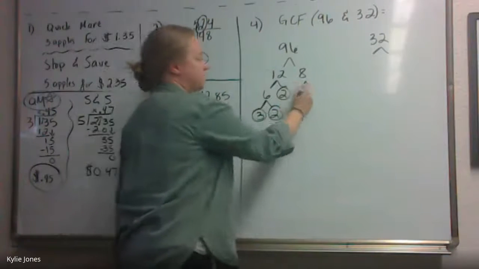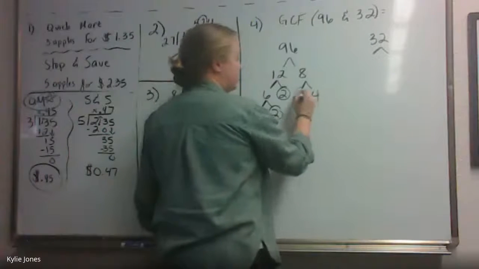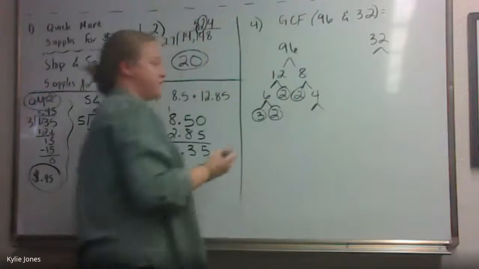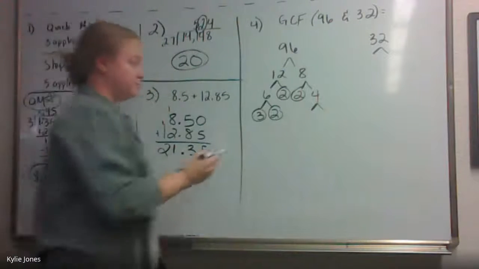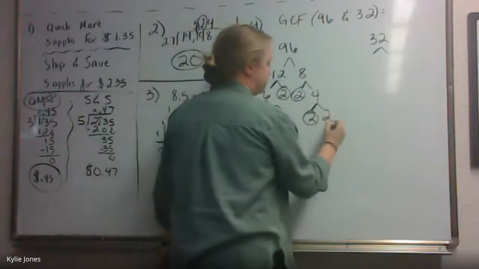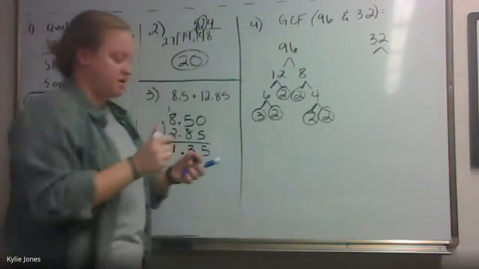What about 8? What numbers go into 8? 4 and 2. We know we can circle 2, but what numbers go into 4? 2 and 2. Good. Okay, now what about 32?